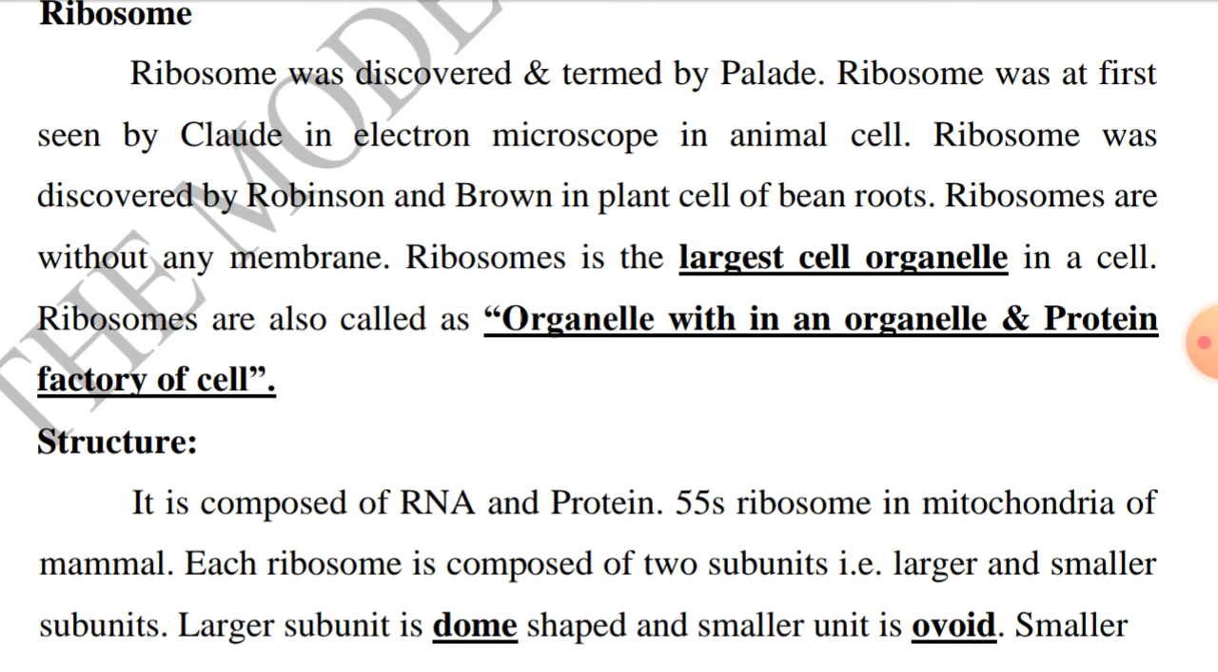Structure of ribosome. It is composed of RNA and protein. Actually, messenger RNA also helps in synthesis of protein. And cytoskeleton is there to protect the cell from collapsing. Each ribosome is composed of two subunits: one is a larger subunit and the other a smaller subunit.